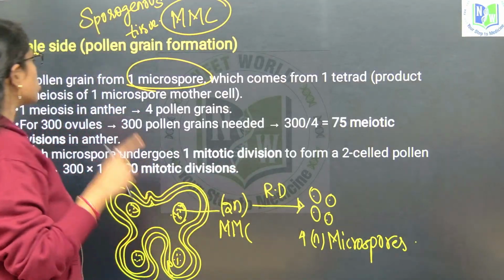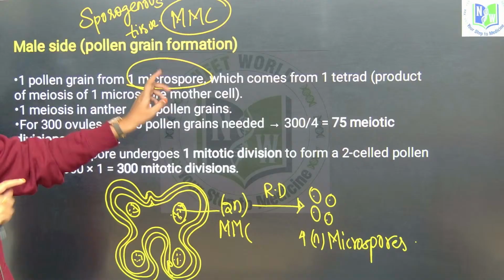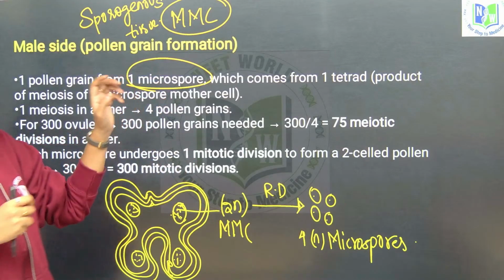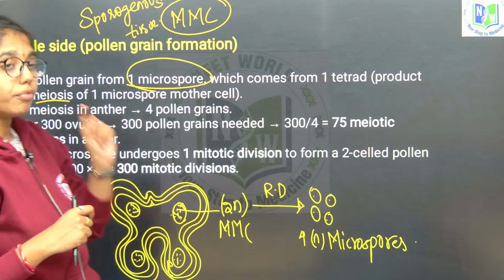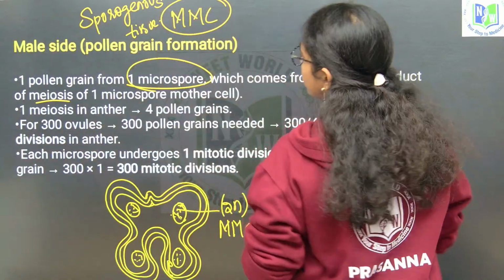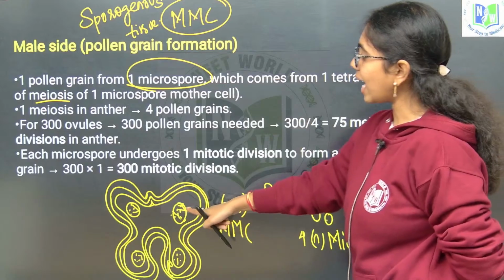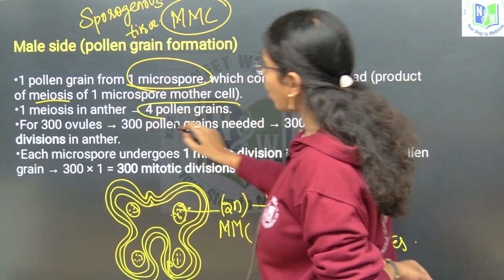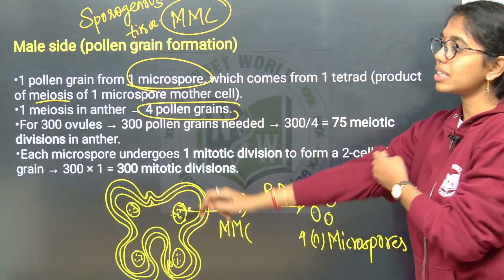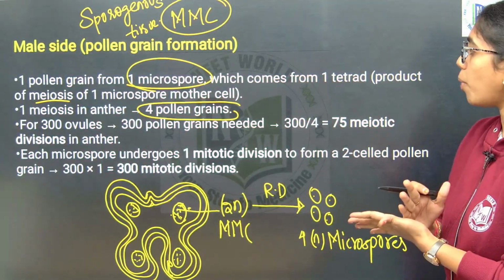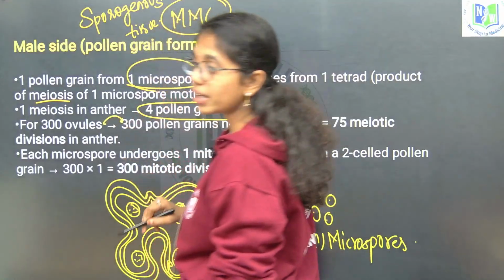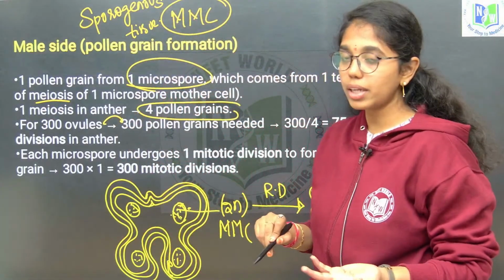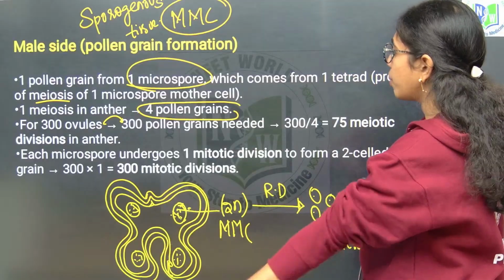So here, one pollen grain comes from one microspore, which comes from one tetrad, the product of meiosis of one microspore mother cell. So one meiosis in the anther will form 4 pollen grains. Okay, one meiosis in the anther will form how many? 4 pollen grains. For 300 ovules, 300 pollen grains are required to fertilize.